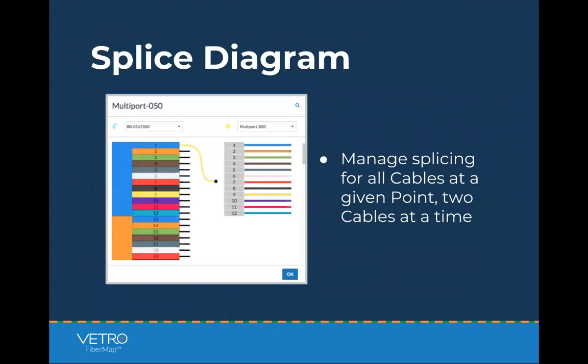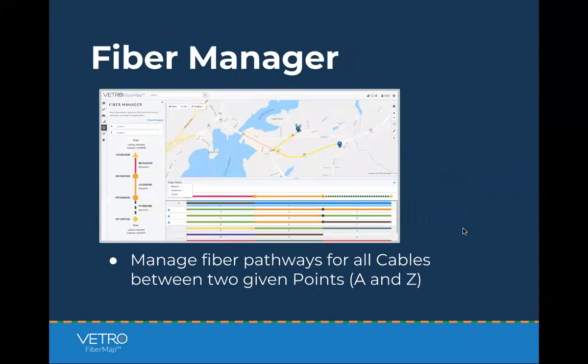So we're going to get into the demo portion here after 2 more slides. So we want to start the demo with some of the tools that we use for splicing, tracing, and defining the circuits. So we have the Splice Diagram and the FiberManager. So to start with, Splice Diagram is a place where we manage splicing for all cables at a given point, 2 cables at a time. So you have drop-down menus at the top where you can alternate between cables, and you can manage the splices, and there are a variety of different methods and tools integrated into that, and we'll go over that. And also FiberManager is where we manage fiber pathways for all cables between 2 given points, A to Z. So this will be the first segment that we jump right into.